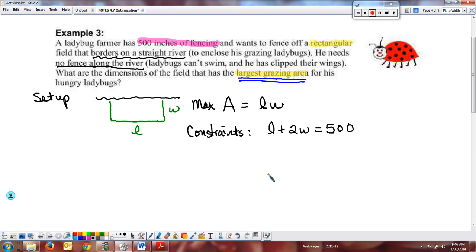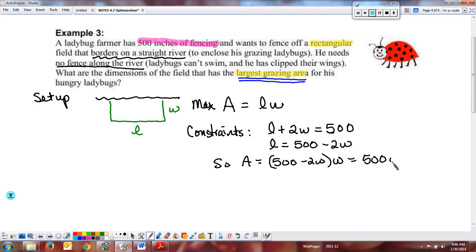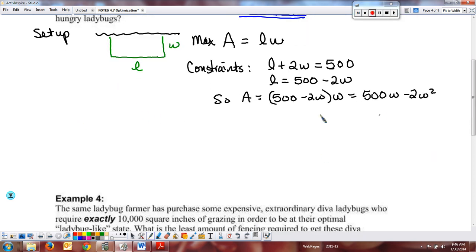Okay? And solve your constraint. Does it matter which one we solve for? Not really. Just so I don't have to divide by 2, I'm going to solve for L. L is 500 minus 2W. I substitute that in, so my area formula becomes (500 minus 2W) times W. I go ahead and simplify for the derivative: 500W minus 2W squared. Okay, we go on to take the calculus portion of it now that we're set up.